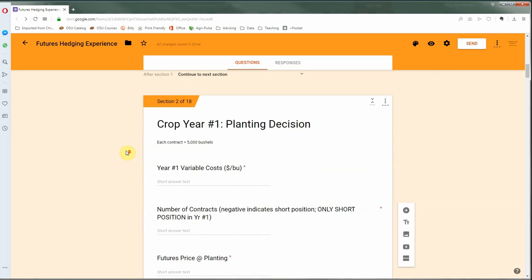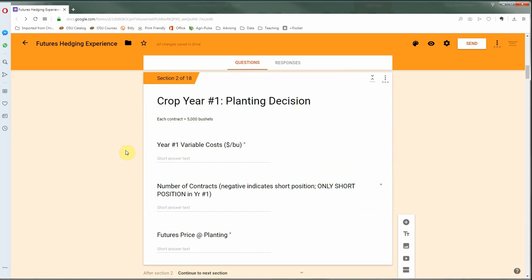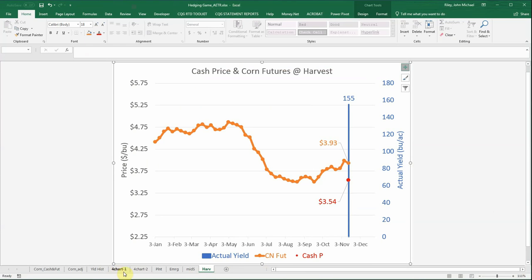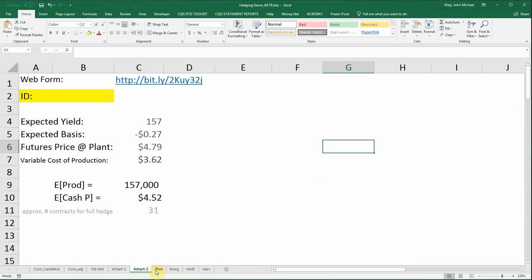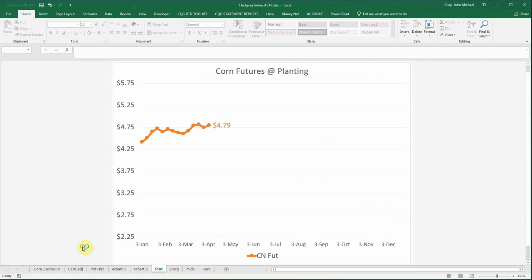So after they answer those questions, we get to crop year 1, and as we match up the game to their decisions, we start here. They jot that information down on that hard copy. I provide the figure that gives some context about where prices have been, and then I ask them to make a decision. So they jot down on their hard copy their decision about the number of contracts.